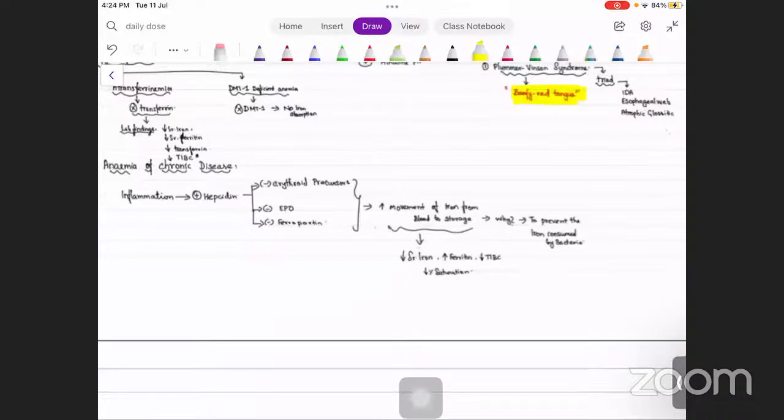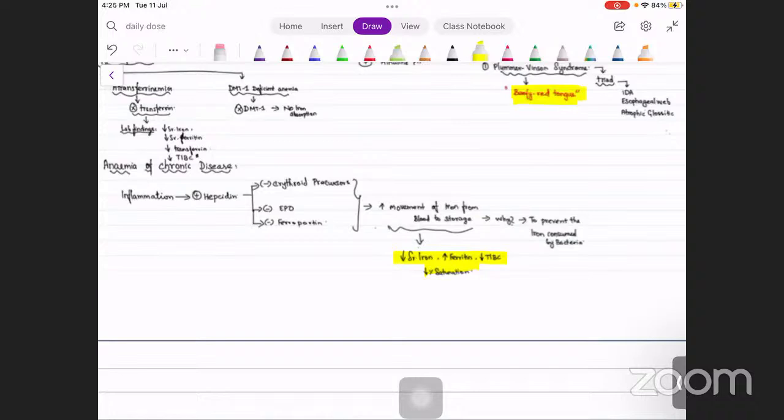Then anemia of chronic disease: inflammation, stimulation of hepcidin, and inhibition of erythroid precursors, inhibition of erythropoietin, and inhibition of ferroportin. So that in turn causes a movement of iron from blood to storage. So you may have a decrease in serum iron, but increase in ferritin, decrease in TIBC, and decrease in transferrin saturation. All of these things will be seen in this situation.